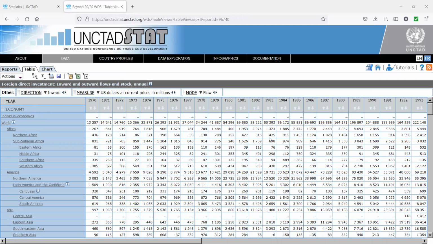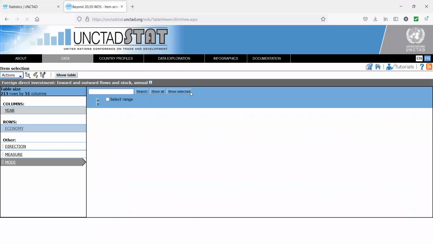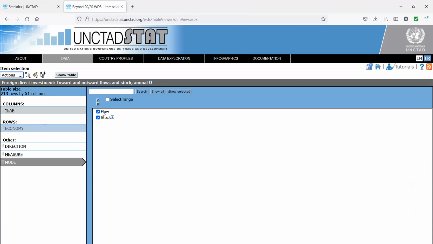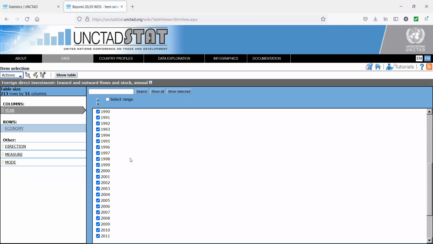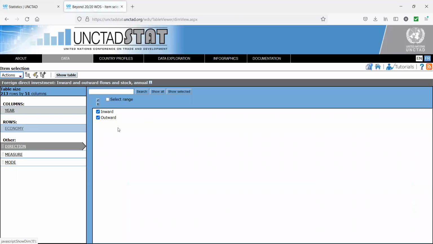We see all the data here, and you see here the economy. Here we select countries or regions, and here you see years, and then directions and then measure. So here, for example, we're looking at flow or stock. We're looking at only the flow of foreign direct investment. We're looking at the year. We want to get all the years. So if you're looking at time series data, you need to look at all the years. We're looking at direction. We're looking at inward.